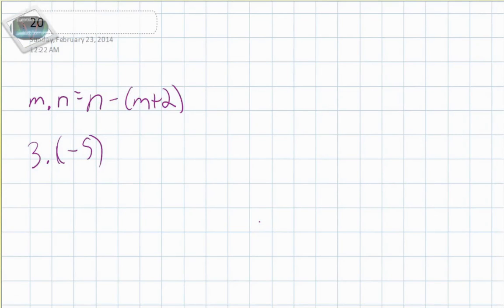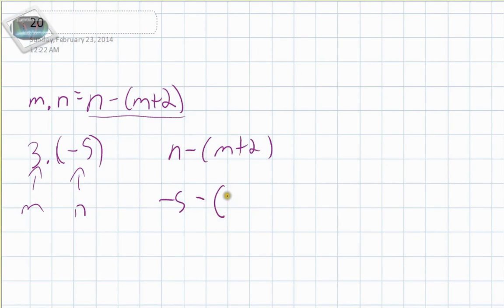Question 20 looks like this, and it says, if m ⊙ n equals n minus m plus 2, then find the value of this. And at first you're all confused, what is this funny notation? Basically they're telling you a rule, and you just need to follow their rule, okay? So this m ⊙ n thing means to do this, okay? And here is your m, right here, and here's your n. And we're now going to follow this rule. So if the rule is n minus m plus 2, we're going to say n, which is -5, minus m, which is 3, plus 2. Okay, we're just going to continue simplifying, and we get -5 minus 5 is -10. And that's your answer for number 20.